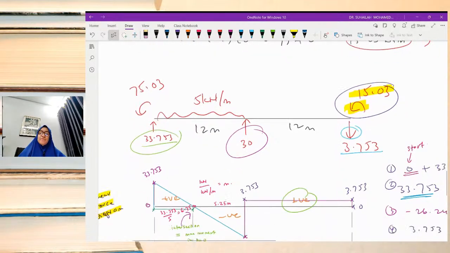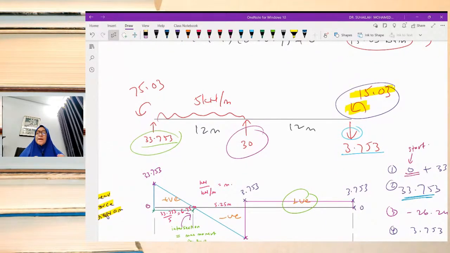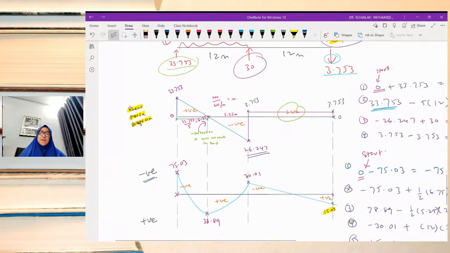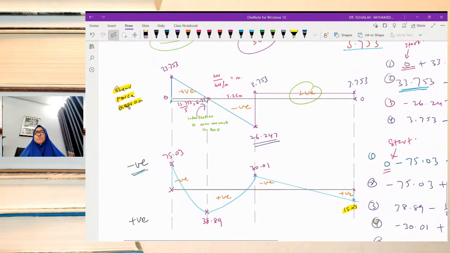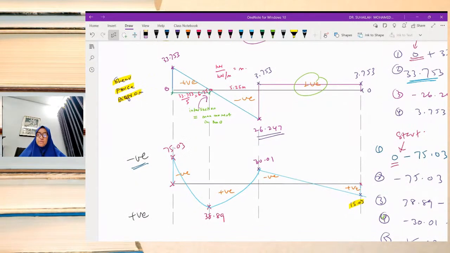When we have this to get this beam, of course we can also use the flexibility method. When we draw the shear force diagram and bending moment diagram, we go back to the original or standard sign convention, negative, positive.